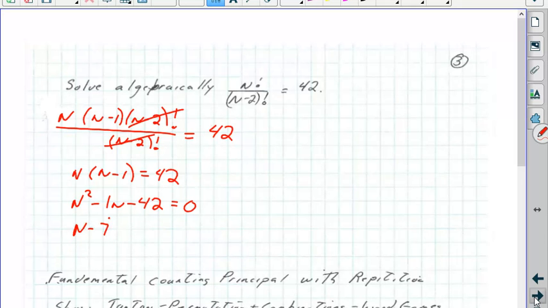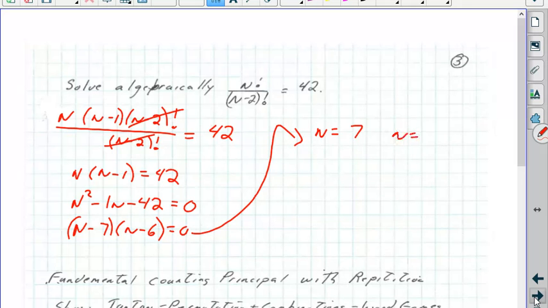This factors out to (n - 7)(n + 6). The solutions are n is equal to 7, n is equal to -6. Now, here's the thing. These are the solutions to this equation here. If I plug them in, they're going to solve this equation.